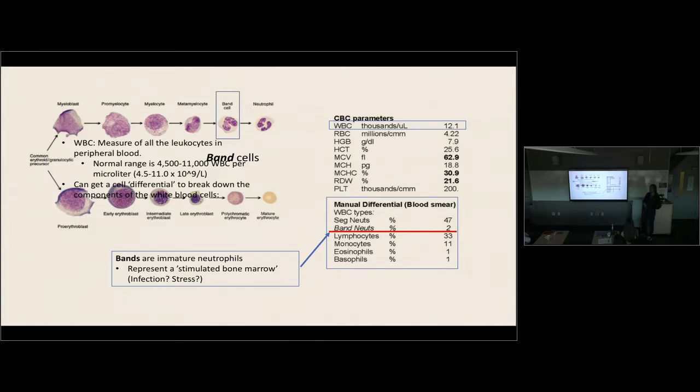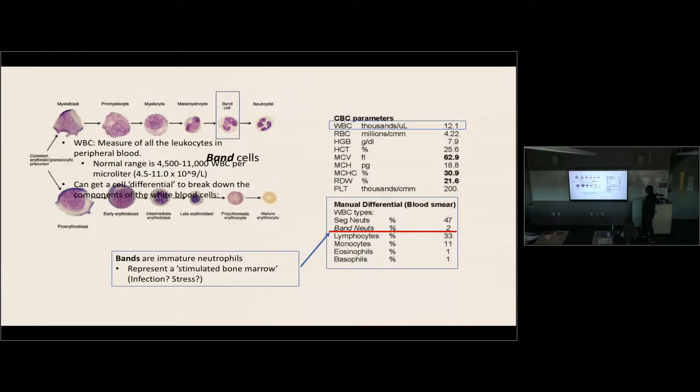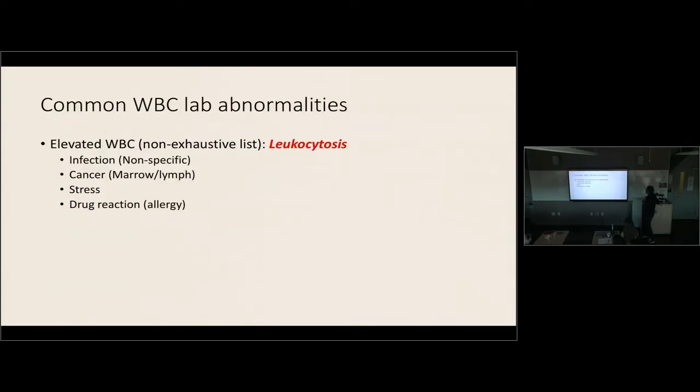But sometimes you'll see 20 or 30% or something like that, right? And that's grossly elevated. And that might make somebody, even if they look relatively well, you might think there's an impending serious infection that's going to happen. I'll talk about that more in a second. But so, common abnormalities that happen with these.